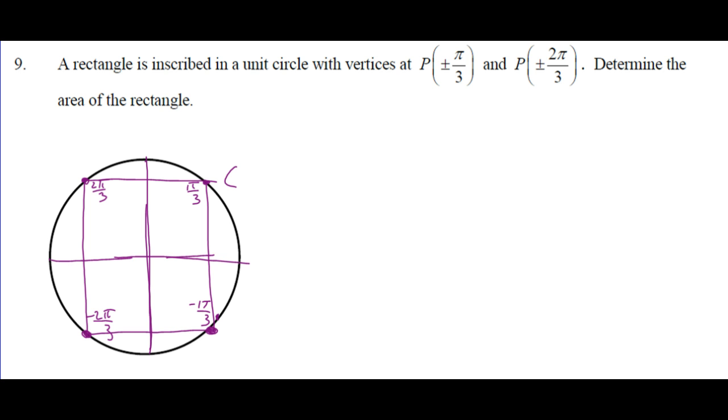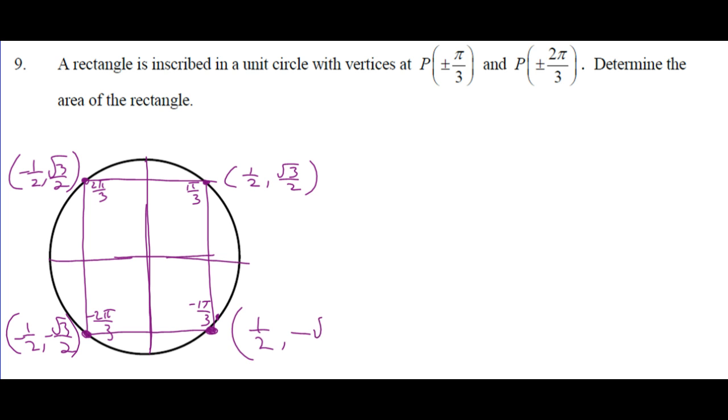So there's our vertices. So what points go with those? So we've got the point, right? This is 1/2, root 3 over 2. This is negative 1/2, root 3 over 2. This is negative 1/2, negative root 3 over 2. And this is 1/2, negative root 3 over 2.